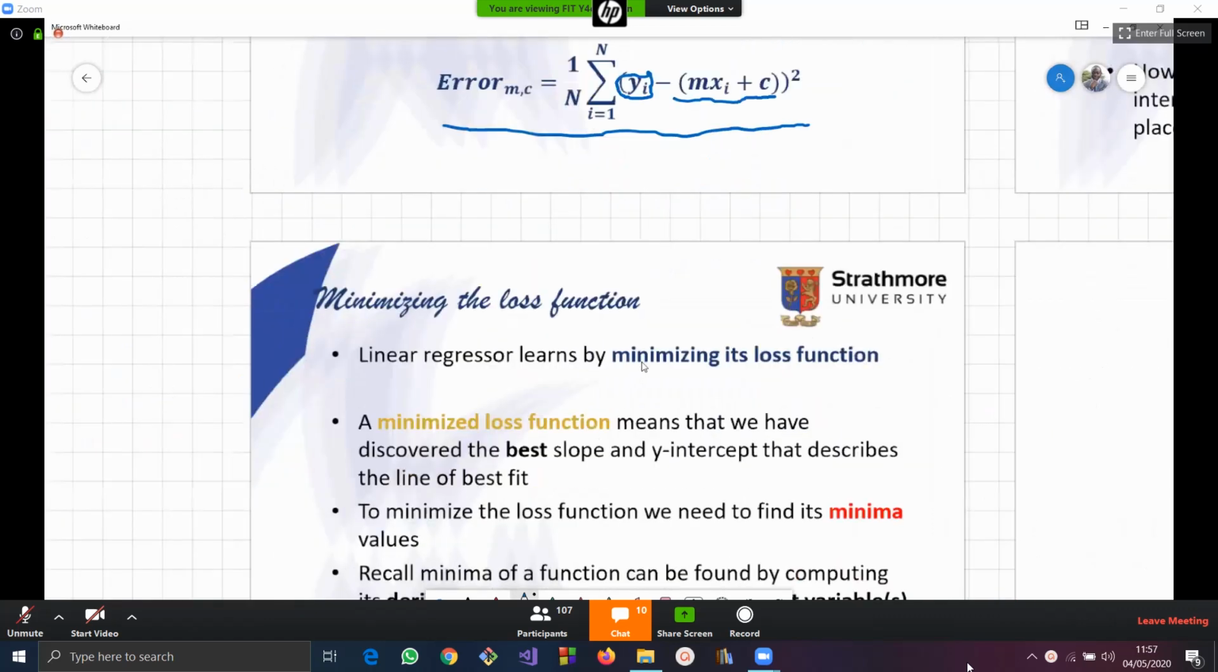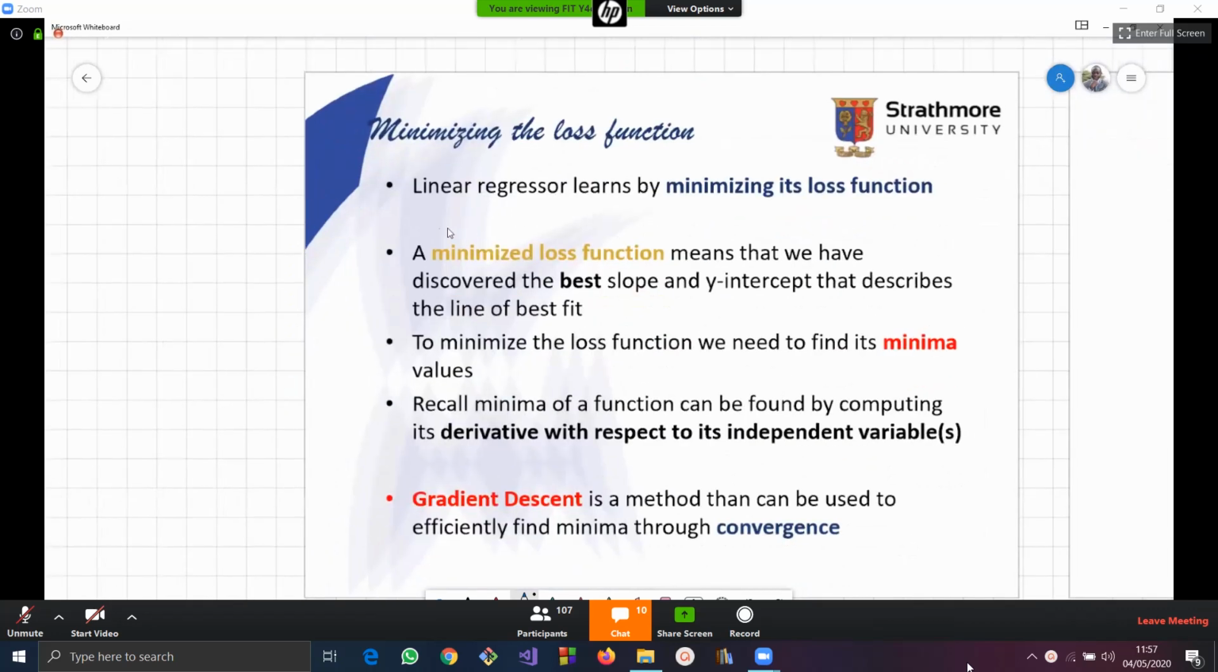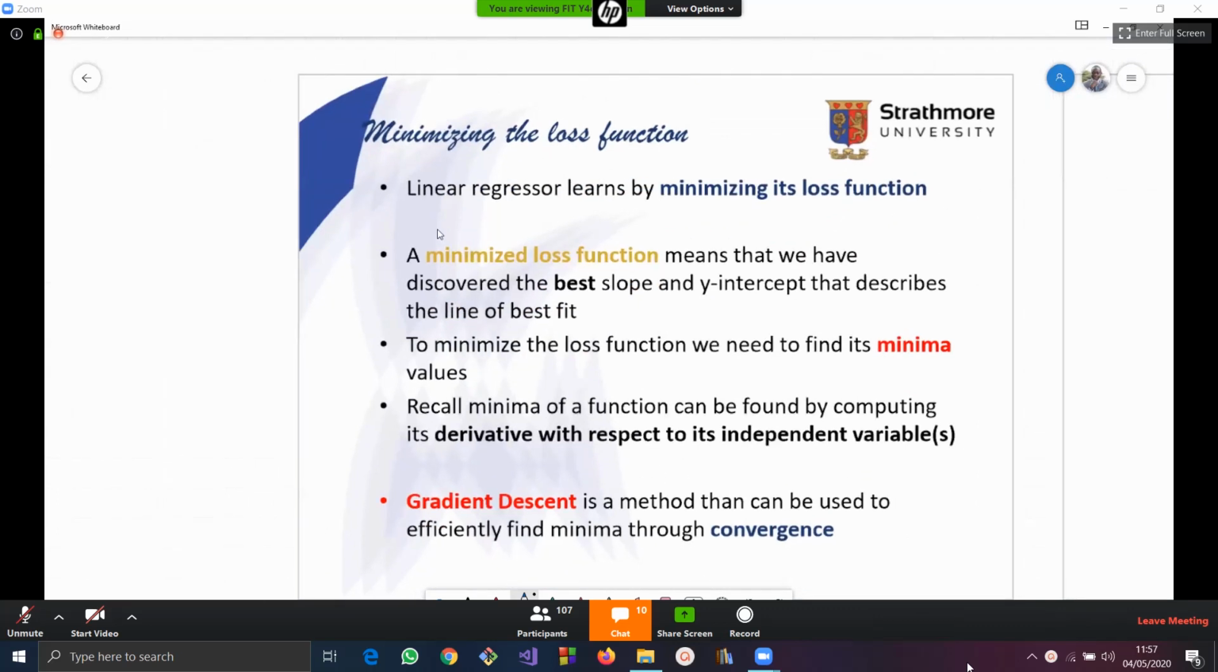Now, to be able to minimize the error function is what we now discuss here. So the first point here that I wrote is that linear regressors learn by minimizing the loss function. That is the first important thing. So learning for regression is by minimizing the loss function. So the question is, how do we minimize the loss function? A minimized loss function means that we have discovered the best M and also C. And from there, we get the line of best fit.